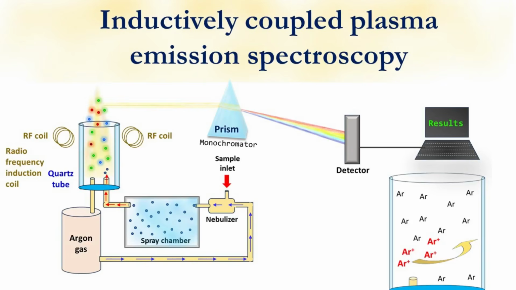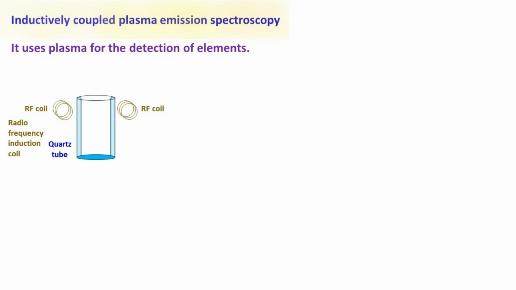Let's talk about inductively coupled plasma emission spectroscopy. As the name suggests, this technique uses plasma for the detection of elements. The device consists of a quartz tube around which a radio frequency induction coil is arranged.